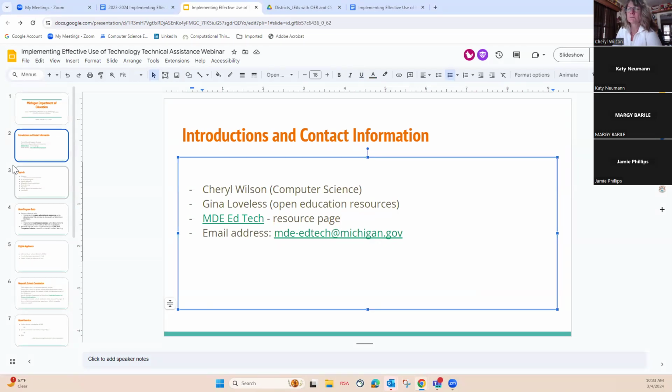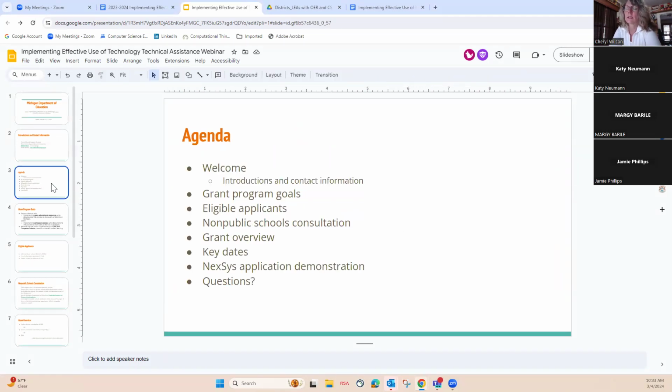mde-edtech@michigan.gov. And so today, just kind of do some quick welcome with introductions and contact information, talk about the grant program goals, eligible applicants, a little bit about non-public schools, grant overview, key dates, a little bit about Nexus, and then questions.